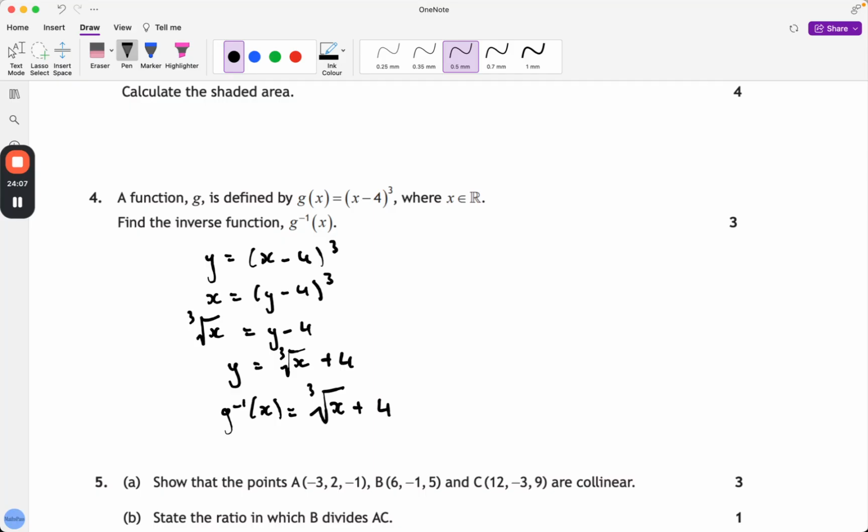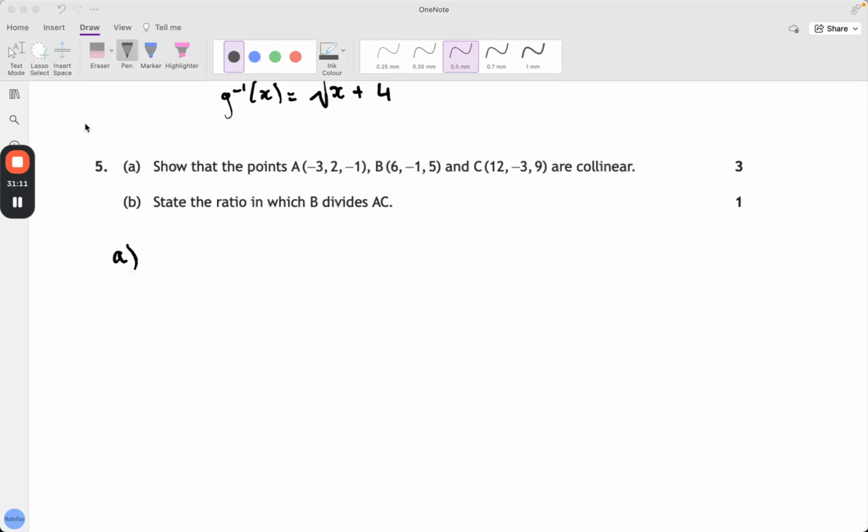You want to write y equals whatever you've got to begin with. You then literally just want to swap your x and y around, so just replace them with one another, and then you want to rearrange to get y as the subject of your equation. After you've done that, you just want to rewrite your y as g inverse, or whichever inverse you've got. And so g inverse is equal to the cube root of x, plus 4.